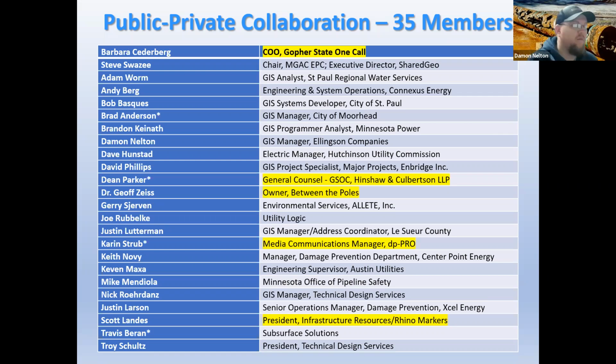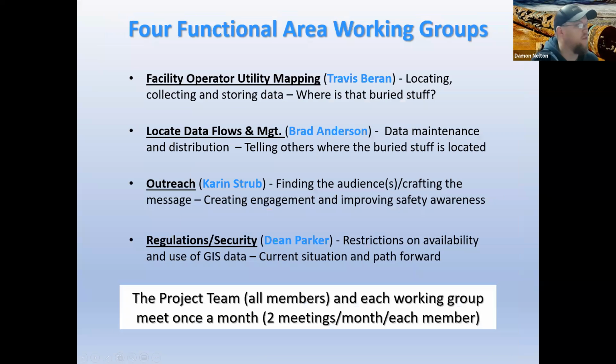This group that we're part of, we meet as a large group once a month to discuss business going forward, but then we've also broken down into 4 functional groups where we tackle the project with a little bit more of a focus. These groups include the facility operating utility mapping group led up by Travis. This group, in the simplest terms, is where is the buried stuff? We're focused on how do you map underground infrastructure? What kind of equipment to use? What kind of accuracy standards should we be holding to? What can we actually expect the community as a whole to be able to do?